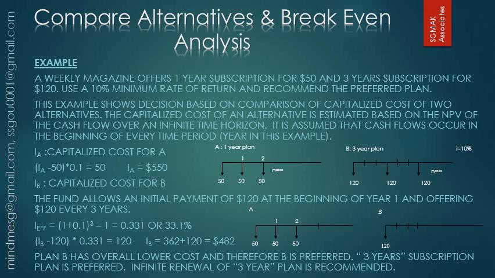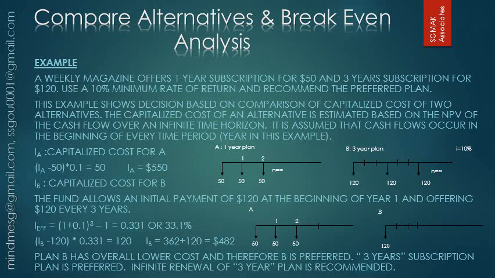This is an example of a capitalized cost. Based on that, the capitalized cost for alternative A is $550, and the capitalized cost of alternative B is $482, as the calculation given here shows. The capitalized cost is the present value of all future cash flows. So alternative 1 has a present value of $550. Alternative 2 has a present value of $482.